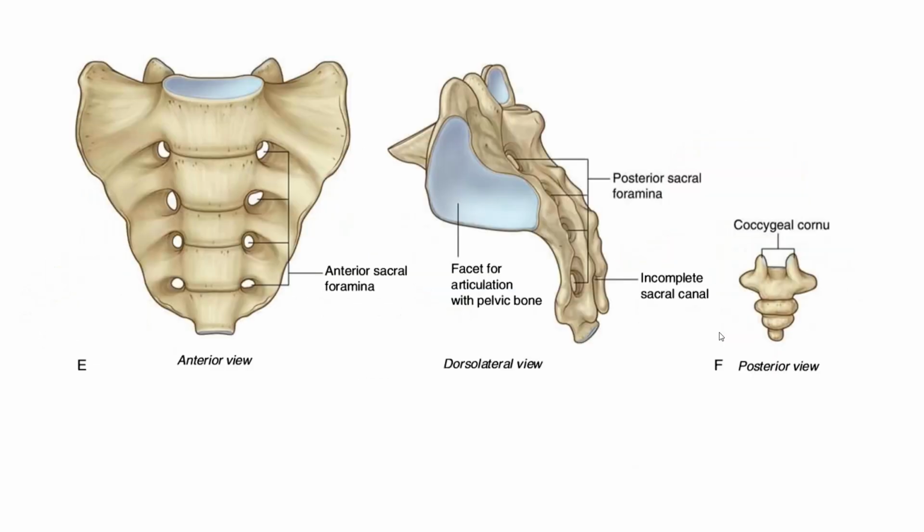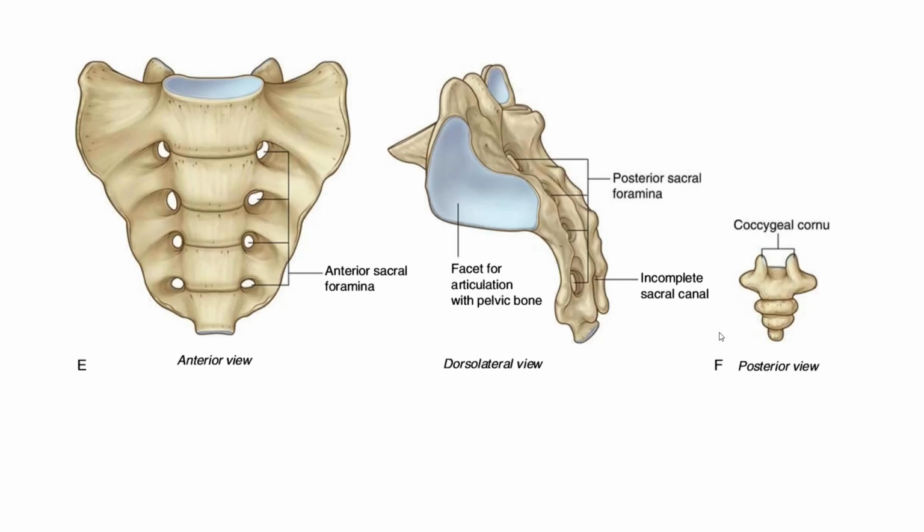The next one is the sacrum. It attaches superiorly to L5 and inferiorly to the coccyx. It has an L-shaped facet for articulation with pelvic bones. It has four pairs of sacral foramina on the posterior and anterior sides for passage of nerves.